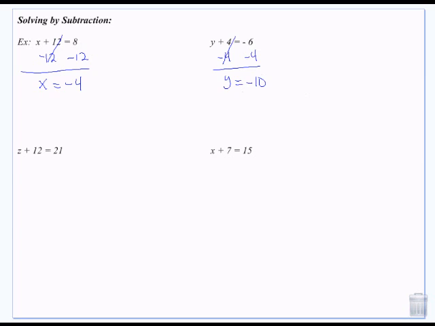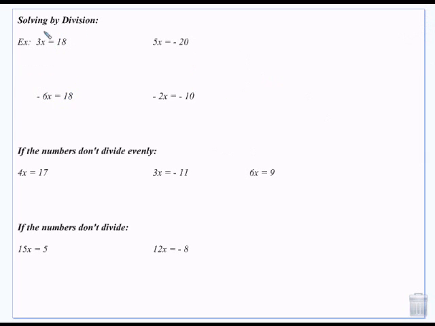I would like you all to look at this: any time you see a number attached to a letter with nothing in between them, this is multiplication. So this is 3 times x. Okay. So if they're multiplying, we're going to divide. So I'm going to divide both sides by 3, and I'm going to get x equals 6.